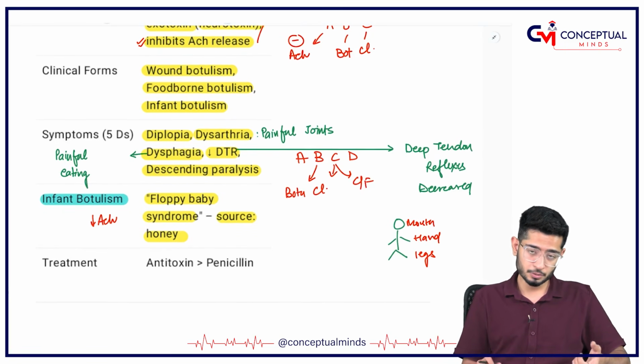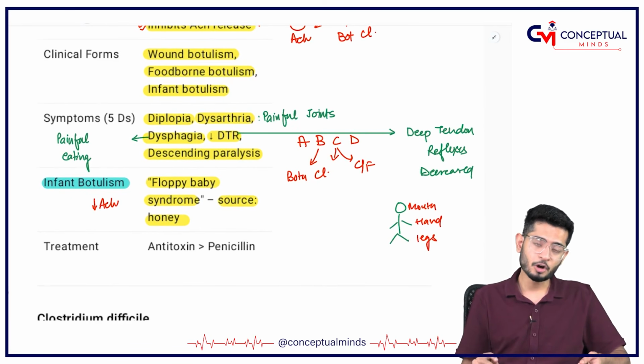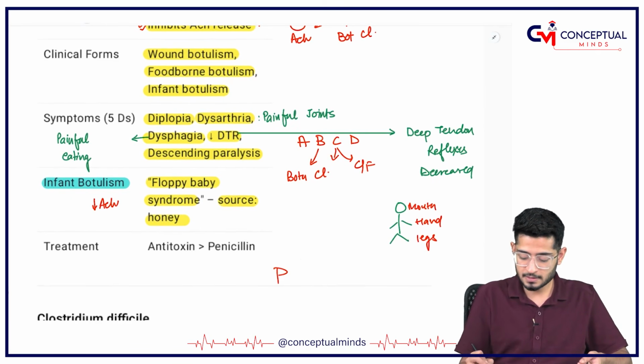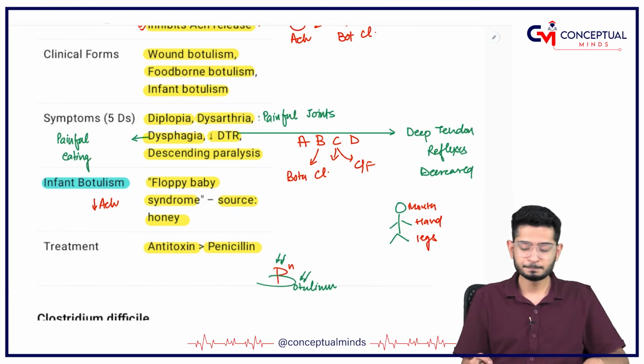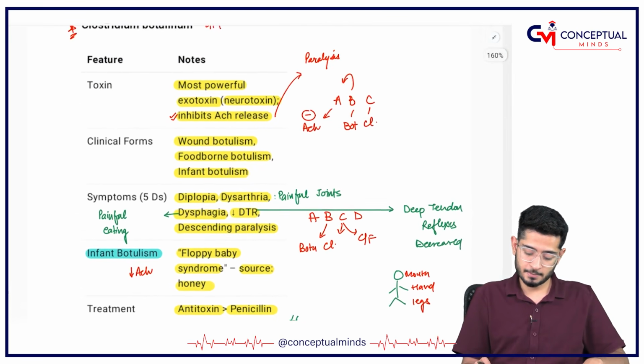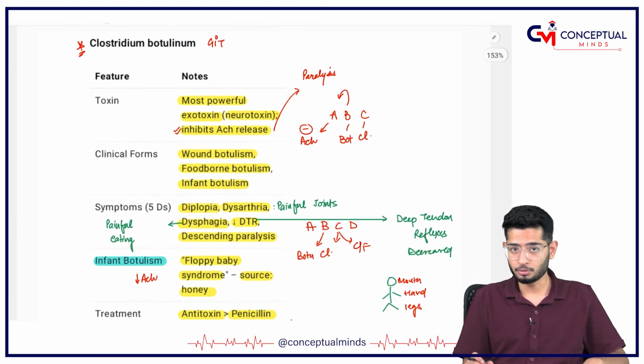So, how will you treat it? The treatment for botulinum: always remember this is P, penicillin. If I give one more stroke, it becomes B. So the treatment of botulinum is P, that is penicillin. But yes, antitoxins are given more than penicillin. So, this is about Clostridium botulinum.